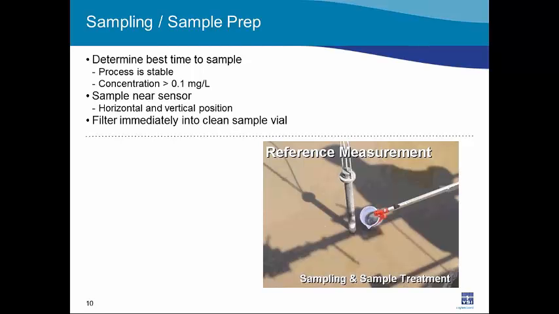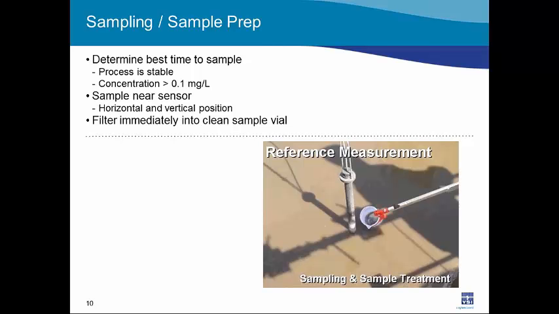So, on the verification procedure, the sampling and sample prep are important. And so the first thing is to determine the best time to sample. You want to choose a time really when the process is stable, because if the process is changing relatively quickly, even in the time that you take the sample and note what is happening on the display, could introduce error right there. Also, it's important to only sample when you anticipate the concentration to be greater than the detection limit of the sensor, which in this case is 0.1 milligram per liter.